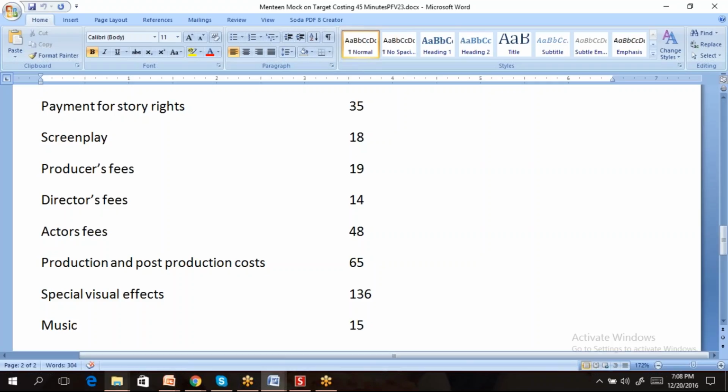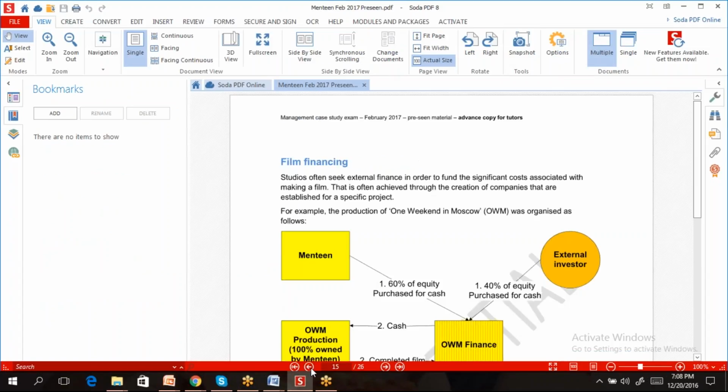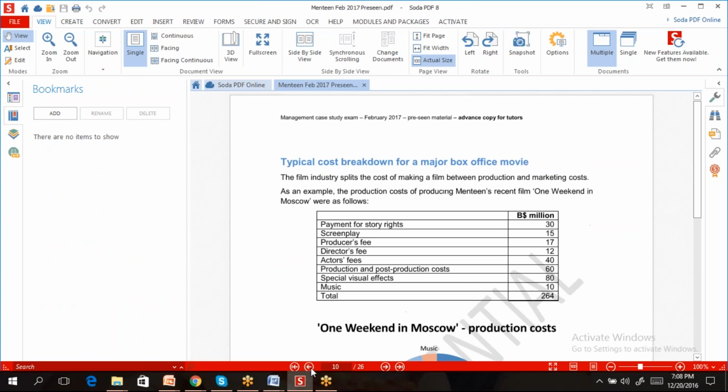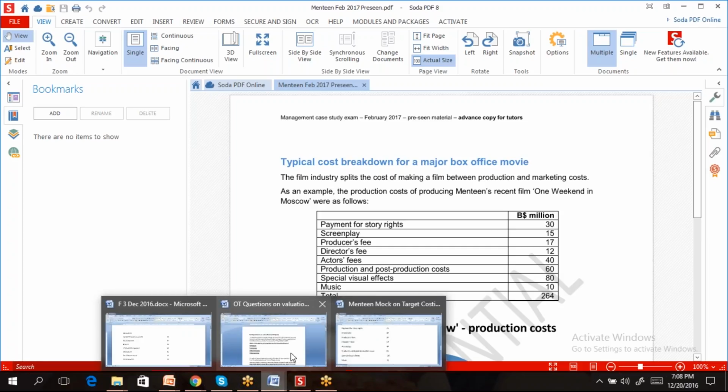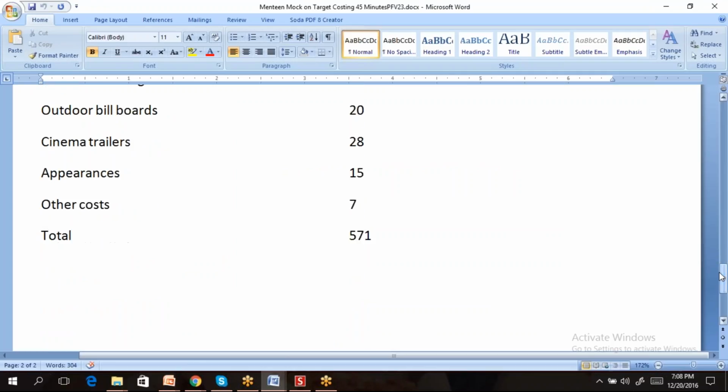Look at the pre-scene. The special visual effects for that film was 80. Yes. Now we are going to spend 56 more on this film. And you can see the cost has gone up purely because of that one. Other costs also have gone up. But it's all right. They say 550 is all right.